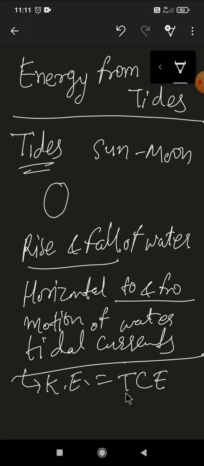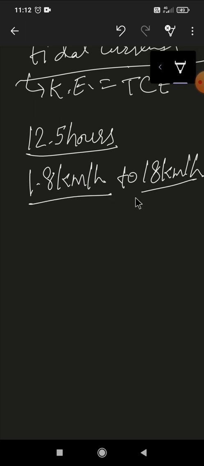The period between consecutive high tides is 12.5 hours. That is, if there is a high tide, then after 12.5 hours we will again have a high tide. The speed of the tidal currents is in the range of 1.8 kilometer per hour to 18 kilometer per hour. These are the speeds of the tidal currents in which they move forward and backward.